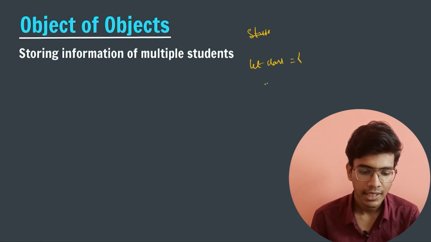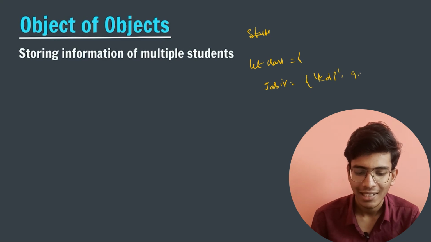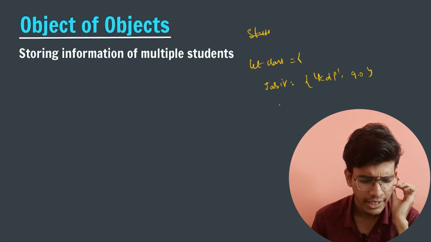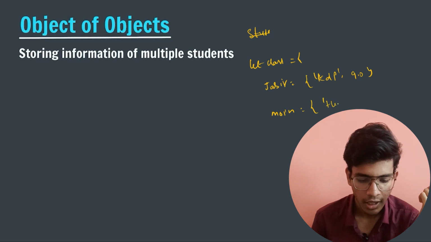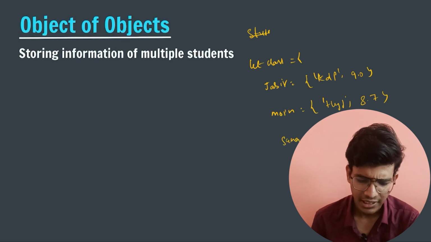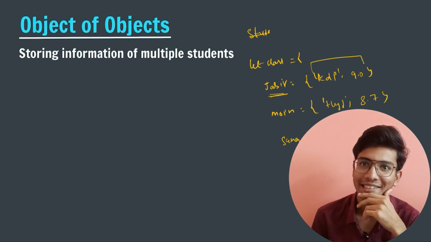So here let's say there is Jabir and his city is Kadapa and CGPA is 9.0 and something like that. And similarly I'm having another person in the class, let's say Moin, and his city is Hyderabad and CGPA is something 8.7, and we are having, let's say, Sana. Sana's city is Vijayawada and her CGPA is 8.8 something. Okay, like this you can see that each key is storing a different object in itself.